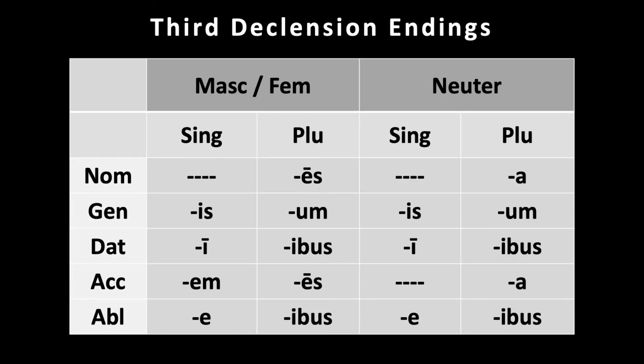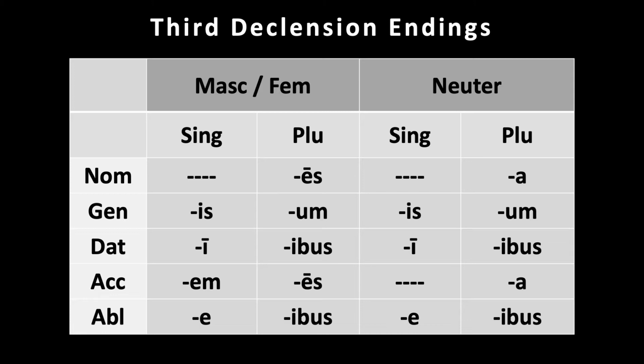Hey guys, in this video we're going to be learning a new class of third declension noun called I-stem nouns. Here are our original third declension noun endings for regular third declension nouns. Blank, is, ī, em, e, ēs, um, ibus, ēs, ibus, and then the neuter: blank, is, ī, blank, e, a, um, ibus, a, ibus.